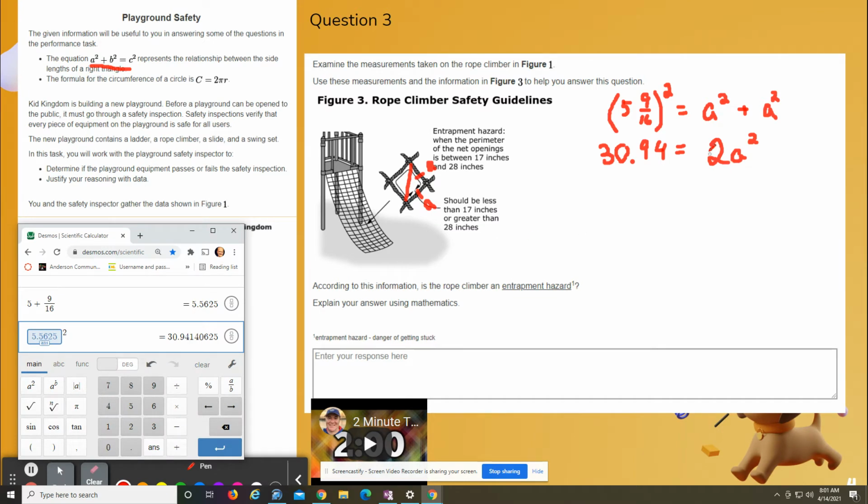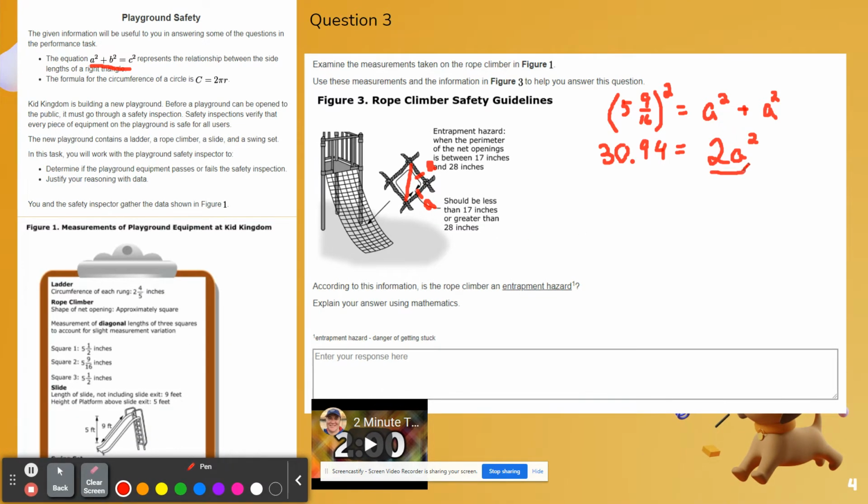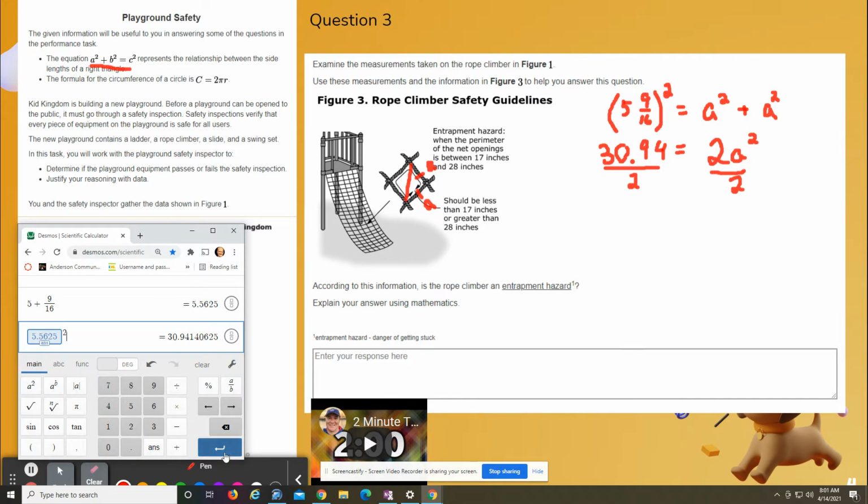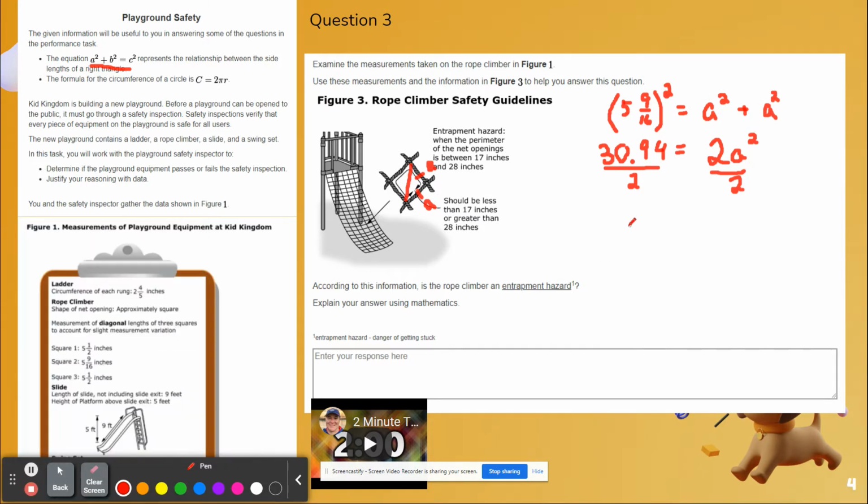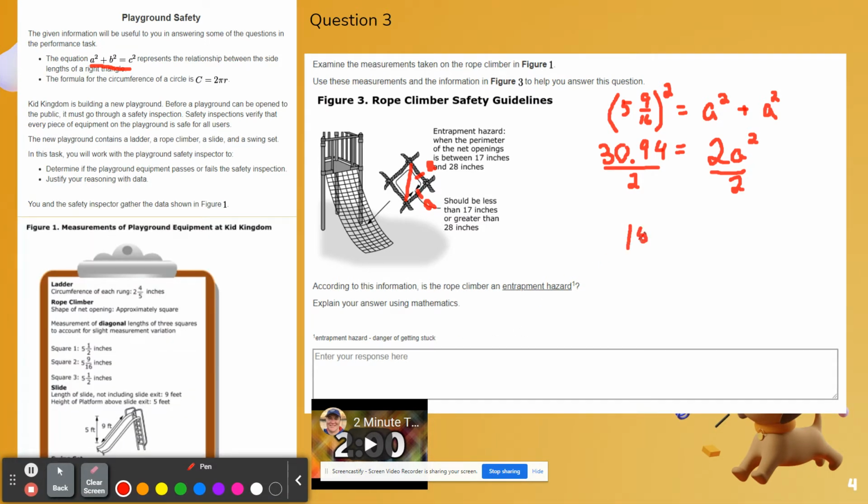All right, now we want to divide by 2 on both sides. We take our calculator, hit return, we hit answer, divided by 2. 15.47 is equal to a squared.